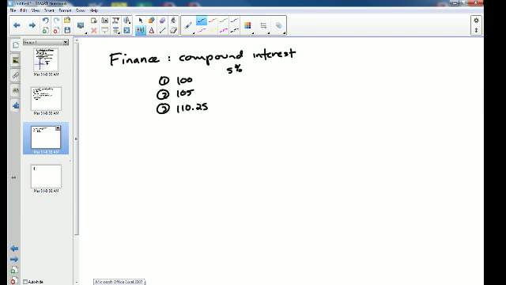Wait, what if I put it in my savings account and then I need to get something done? If you spend it, it doesn't earn interest anymore. Yeah. Okay? So that's compounded interest.